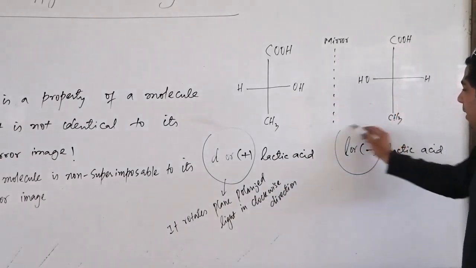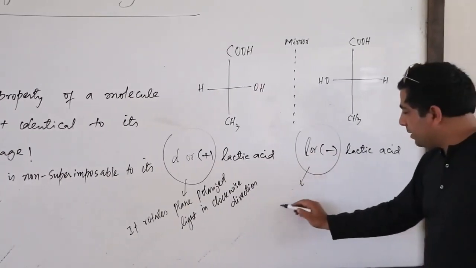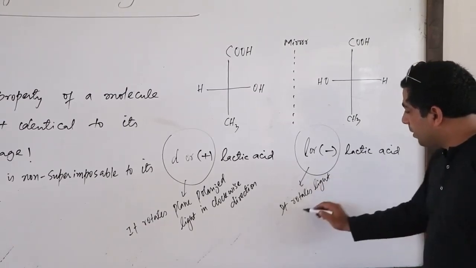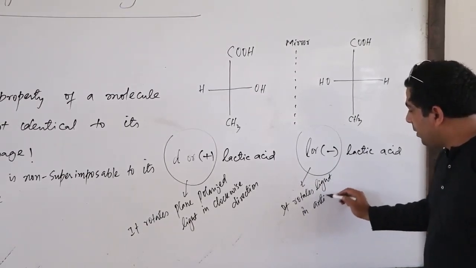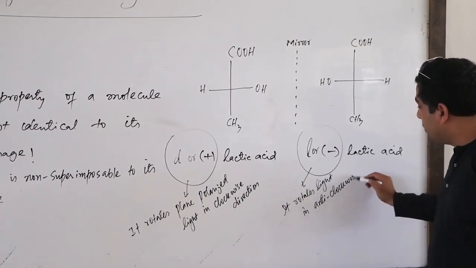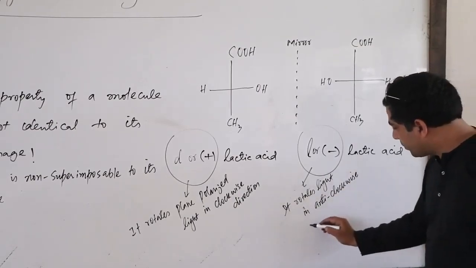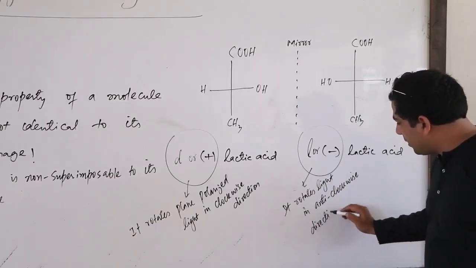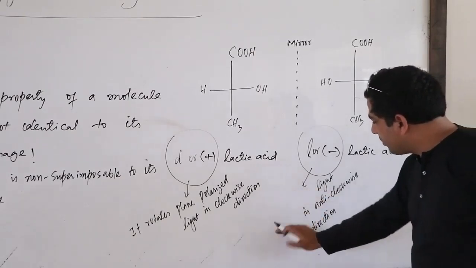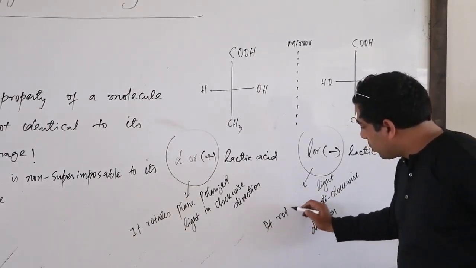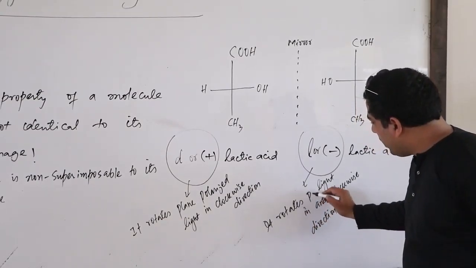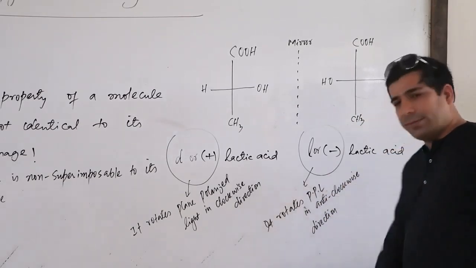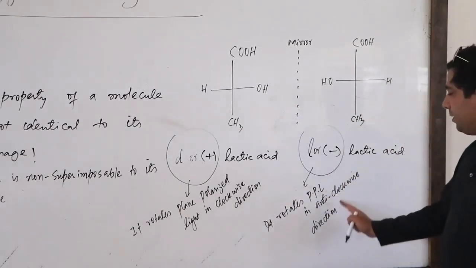And what does this L or minus mean? This means it rotates light in anti-clockwise direction, because these two structures are exactly opposite. It rotates light in anti-clockwise direction. And you should know which light it is. Let me write down here. It rotates PPL. What is PPL? Plane polarized light, unidirectional light, in anti-clockwise direction.